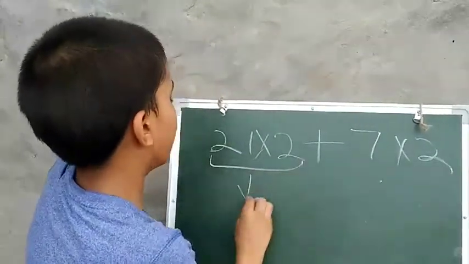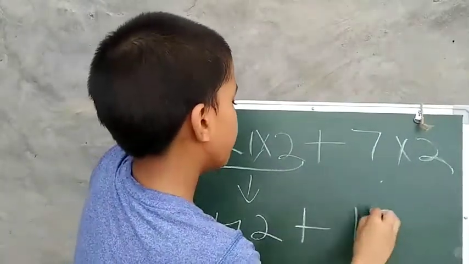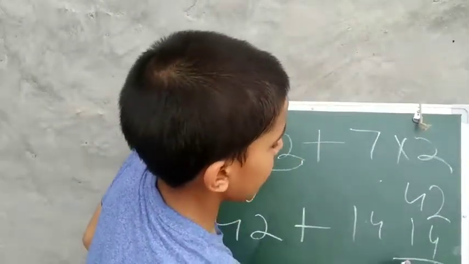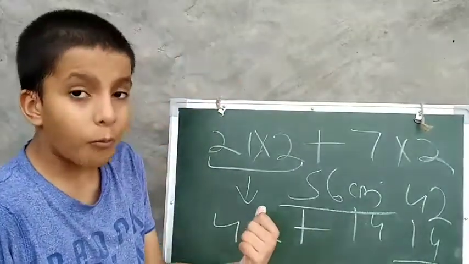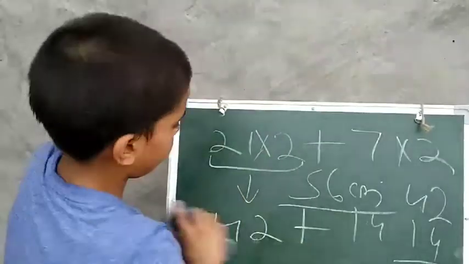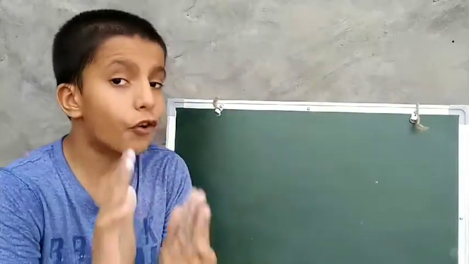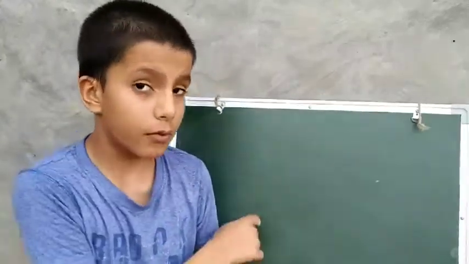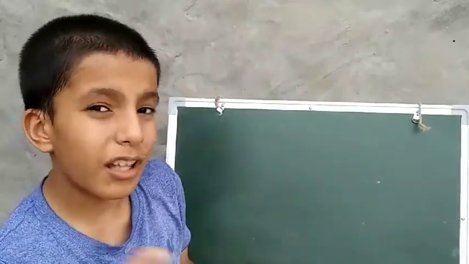If we do this, we get 42 plus 14, which will be 56. 56 centimeters. This is also a right formula to find the perimeter. But the main formula to find the perimeter of the rectangle is the one I told you in the beginning of the perimeter. So you can use any formula, but the first formula is good.